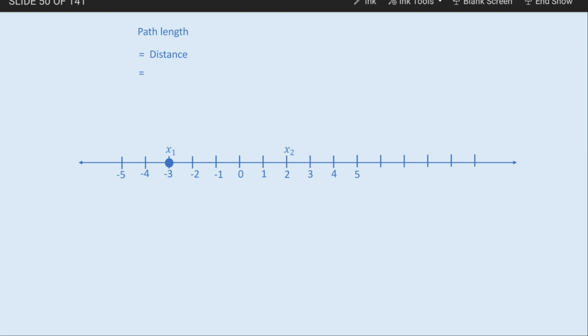For the subpath from position x is equal to minus 3 to x is equal to 5, we can calculate the distance as the magnitude of the displacement. So that would be equal to the final position minus the initial position, which is equal to 8 meters.